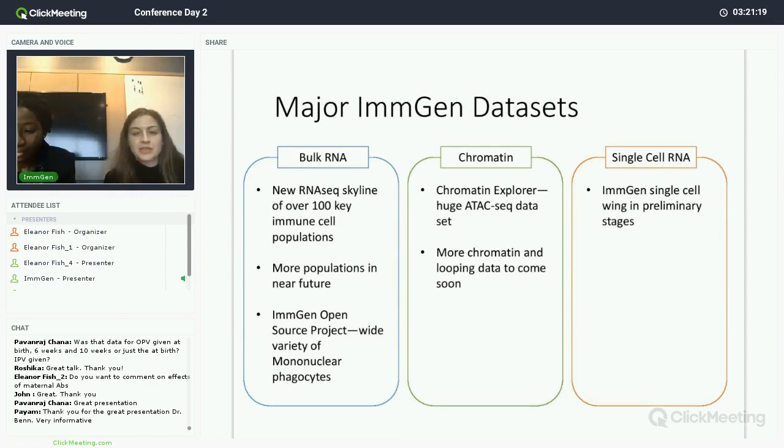So ImmGen's most expansive data set is its bulk transcriptome data, first collected via Affymetrix microarray projects. And now we've moved to using ultra-low input RNA-seq methods, which allow even the most rare cell populations to be profiled, creating robust data sets that we release on GEO and also on our own website.